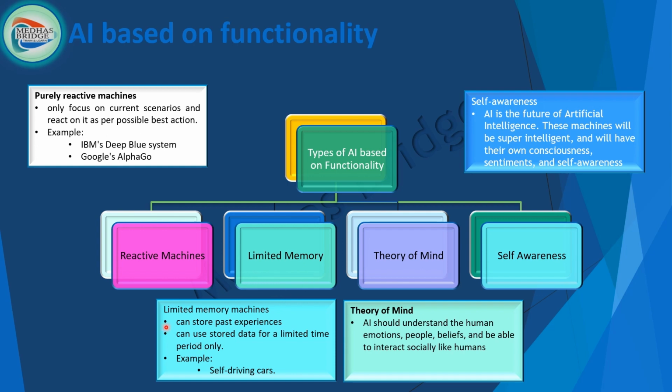Limited memory. Limited memory machines can store past experiences and can use the stored data for a limited time period only. Example: self-driving cars. Theory of mind. In theory of mind, AI should understand human emotions, people, and beliefs, and be able to interact socially like humans. Self-awareness. This is the future of artificial intelligence. These machines will be super intelligent and will have their own consciousness, sentiments, and self-awareness.